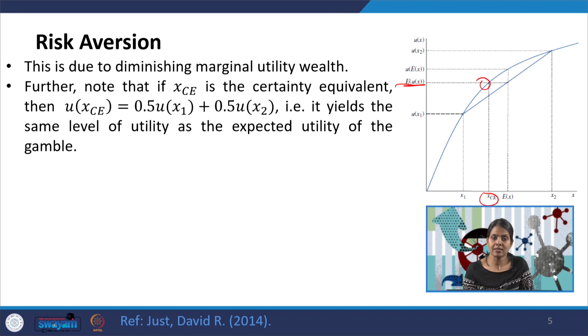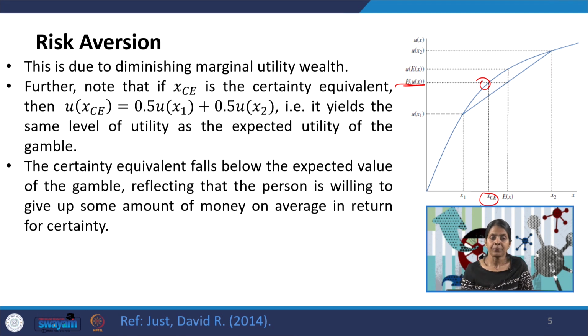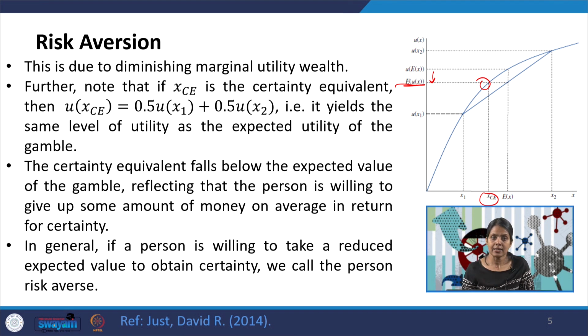It yields the same level of utility as the expected utility of the gamble. So, this is how we define the certainty equivalent. The certainty equivalent falls below the expected value of the gamble, reflecting that the person is willing to give up some amount of money on average in return for certainty.